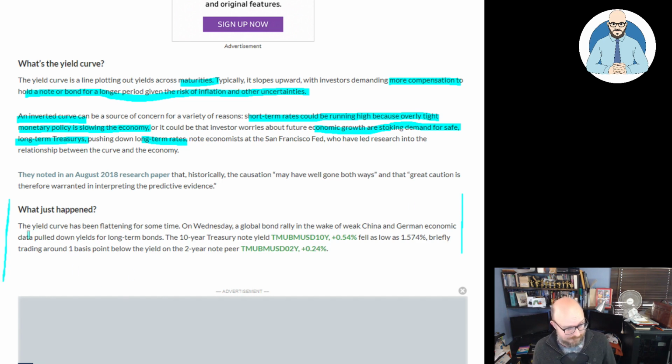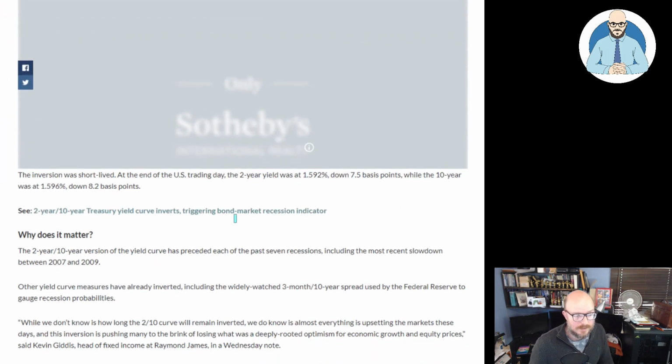So what's just happened? The yield curve has been flattened for some time. On Wednesday, a global bond rally in the wake of weak China and German economic data pulled down yields for long-term bonds. The 10-year Treasury note yield fell as low as 1.574, briefly trading around 1 basis point below the yield on a 2-year note. Well, there you go. The inversion was short-lived. Okay.